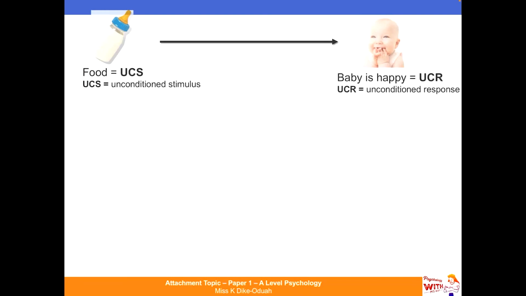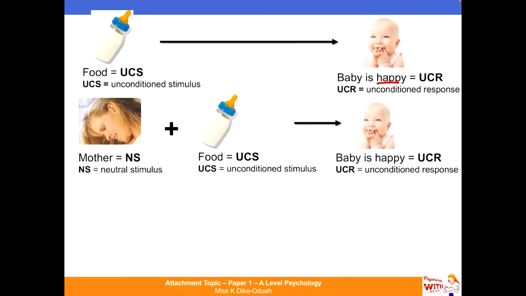So let's have a visual outline. You've got food, which is the unconditioned stimulus, and it produces the unconditioned response of happiness in the baby. You've got the mother, who is the neutral stimulus. And if we wanted to add another step just before this one, we could put neutral stimulus, no response. The mother alone would produce no response from the baby.